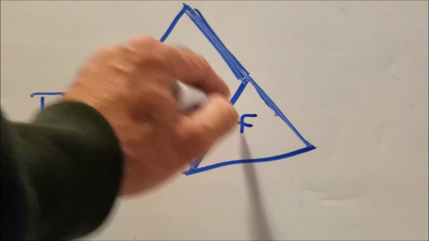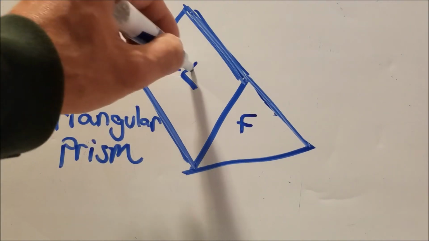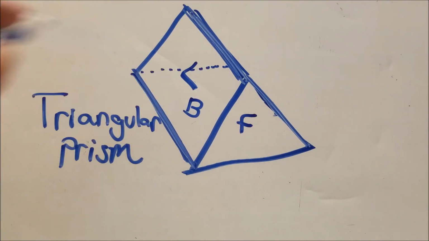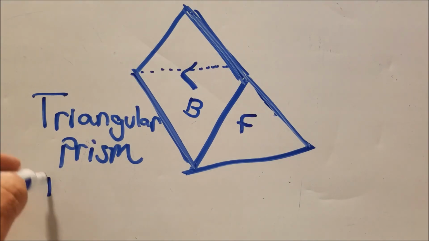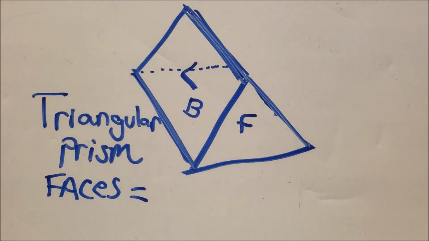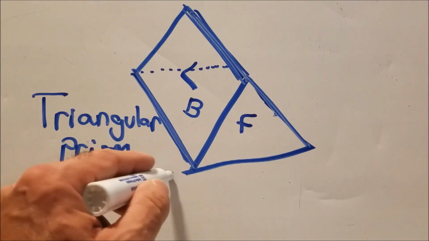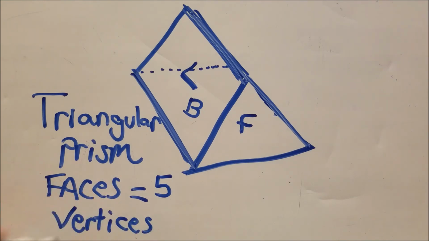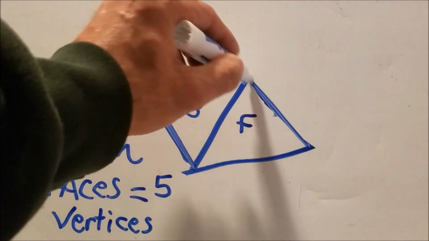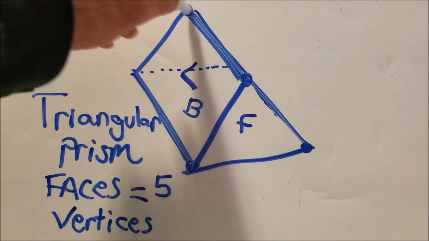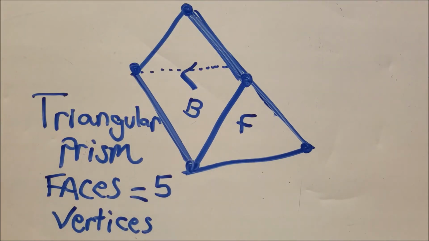So we do have this left side, and we do have a right side. We do have a front. We have a back. You can't see the back. I can put this dotted line to show, right? And then, of course, we have our base, our bottom. So how many faces do we have? We have 5 faces. And how many vertices? 1, 2, 3. There's 3 there. And 1, 2, and the other one we can't see. So we have 6 vertices.